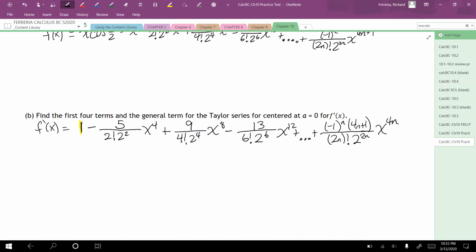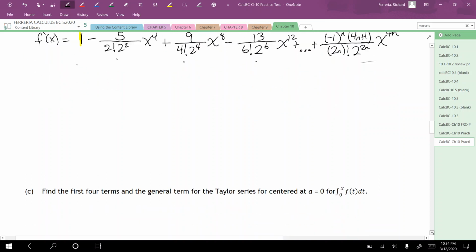So do I have 4 terms and a general term? 1, 2, 3, 4 terms, general term. I'm looking good. Let's move on to letter C.